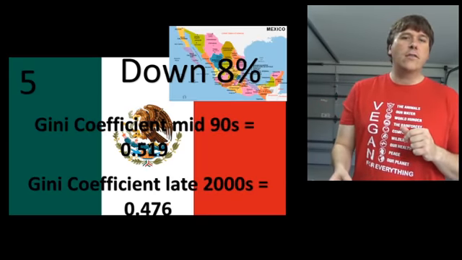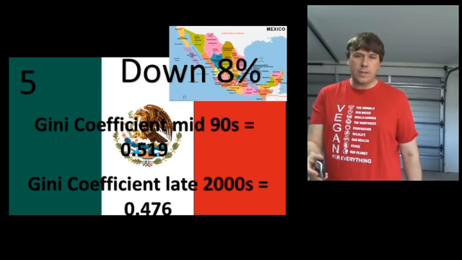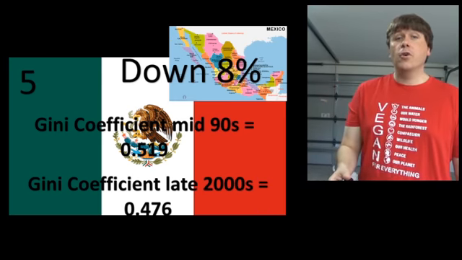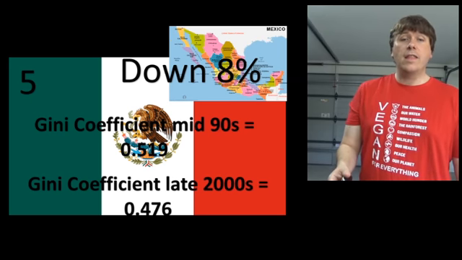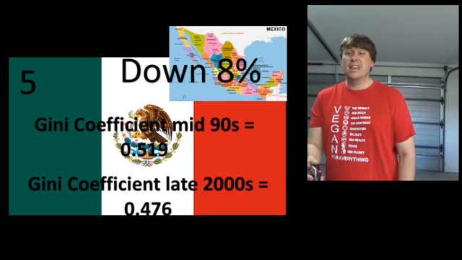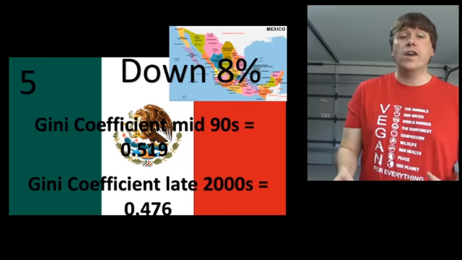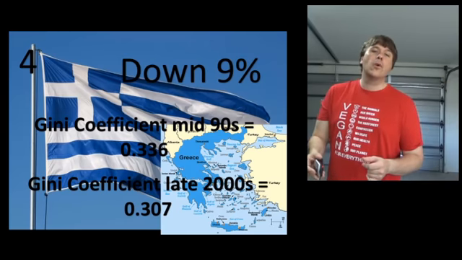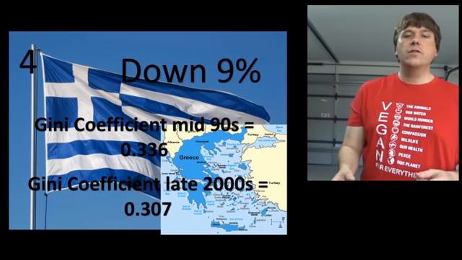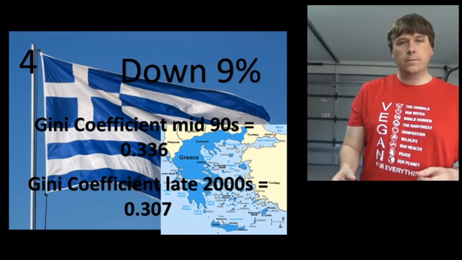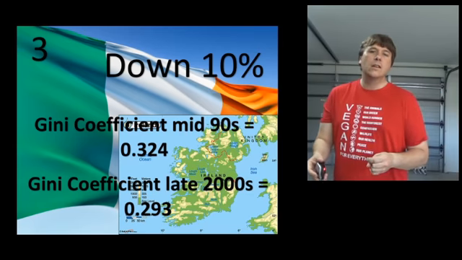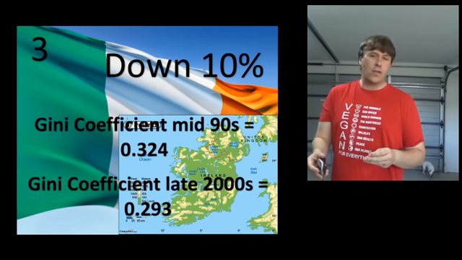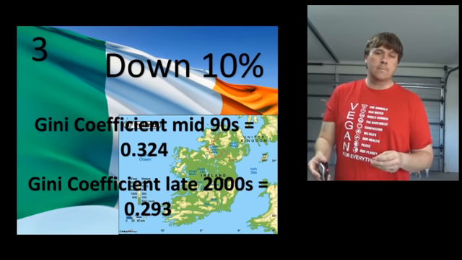At number 5 we have Mexico. That's down by 8%, and we're looking at a very high Gini coefficient in the mid-90s of 0.519, which is down to 0.476 in the late 2000s, which is still very high. Next we go to Greece. That's down 9%, from 0.336 to 0.307 in the late 2000s. We have Ireland. Again, that's down from 0.324 to 0.293, which is 10%.